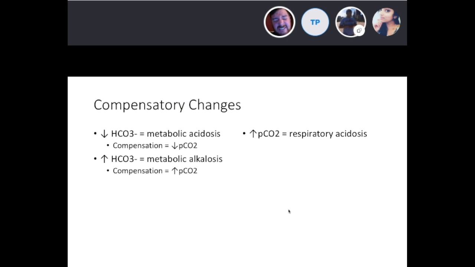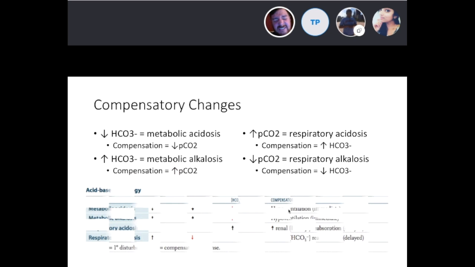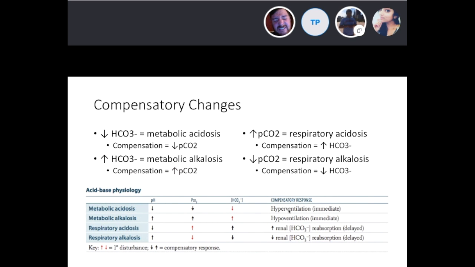If the PCO2 is high and it's a respiratory acidosis, what's the compensation? An increase in bicarb by the kidneys. And we'll talk about that in the next picture here. And if you have a decrease in PCO2 and respiratory alkalosis, what is the compensation? A decrease in bicarb. Yeah, a decrease in bicarb. So pretty much the arrows follow each other.